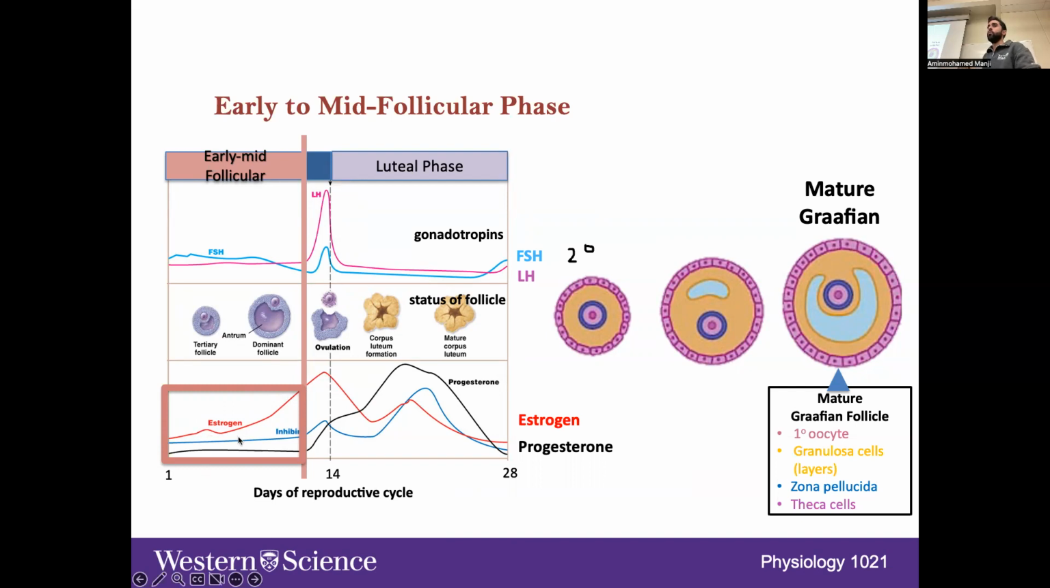FSH is also what promotes estrogen production, right? So where's estrogen specifically coming from? It's not the oocyte. There are 2 support cells here: granulosa cells and theca cells. What is estrogen specifically coming from?